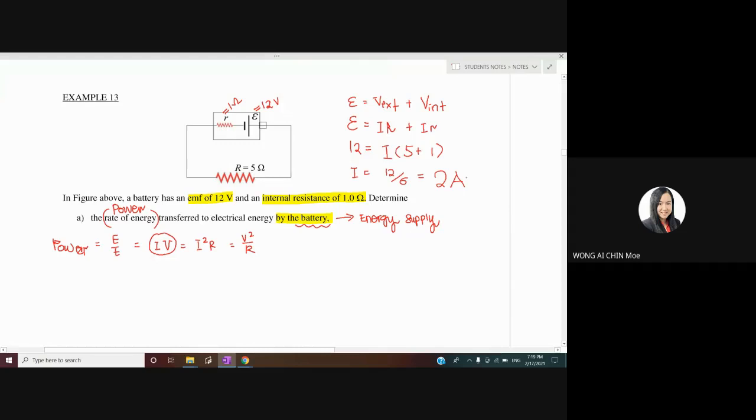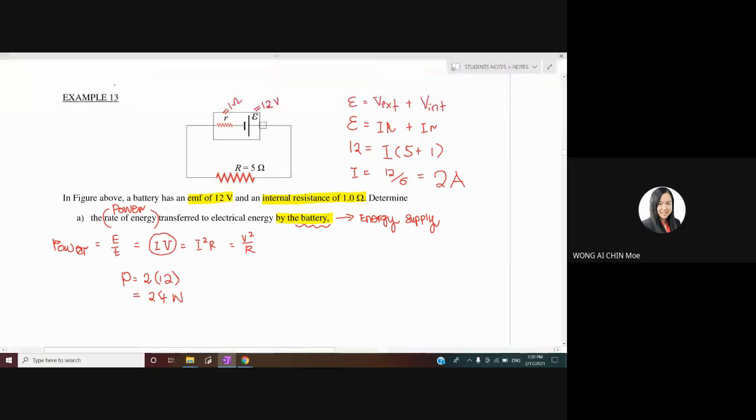So if you want to use the first equation, you must substitute 2. Of course, your EMF is 12, so your answer is 24 watt. Okay, 24 watt. If you want to use I squared R.